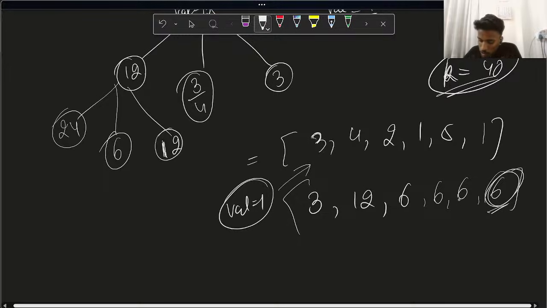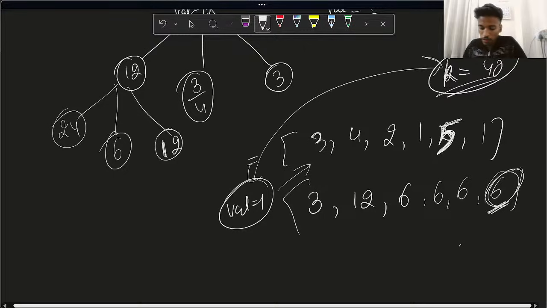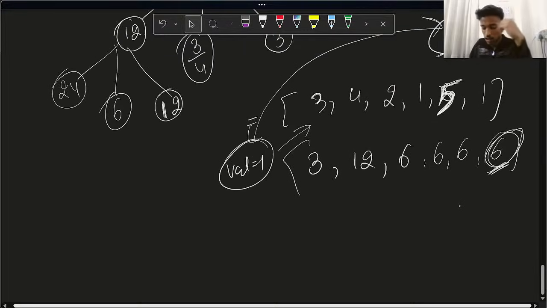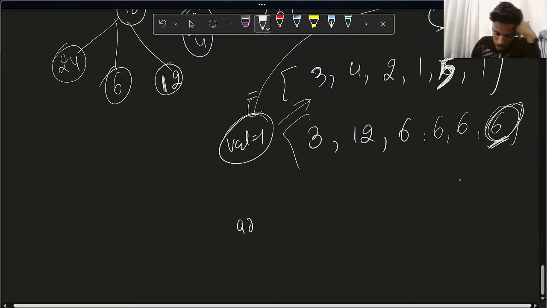So is val equal to k? Is your 6 equal to 40? No. So you have to count the number of different operation sequences that will lead finally to val becoming equal to k. Let me give you a better example. So what I can do.